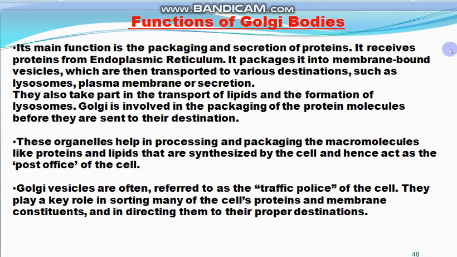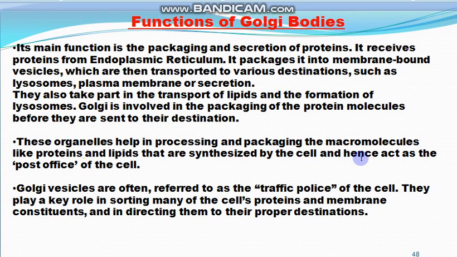Then they also take part in the transport of lipids and the formation of lysosomes. And the Golgi body is involved in the packaging of the protein molecules before they are sent to their destination. So this is the packaging place. These organelles help in processing and packaging of macromolecules like proteins and lipids, which are synthesized by the other cell organelles.